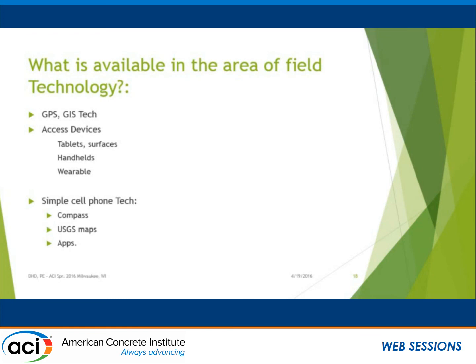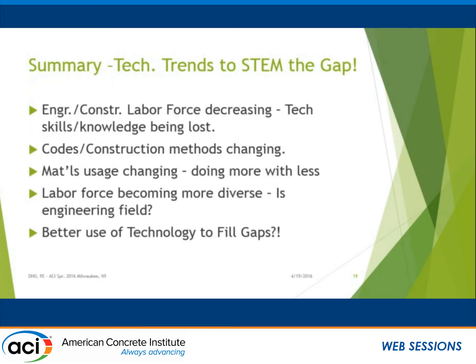My summary slide, summarizing these trends to help stem the gaps. There's a labor shortage. There's a knowledge-based skills transfer that needs to go on between engineering, construction, labor force. That's decreasing. How can we effectively do that and change it? There are codes and construction methods that are changing. How we apply those, how we manage those is critical to get a better product, to expedite the process. And the material use is changing. We're trying to do more with less.